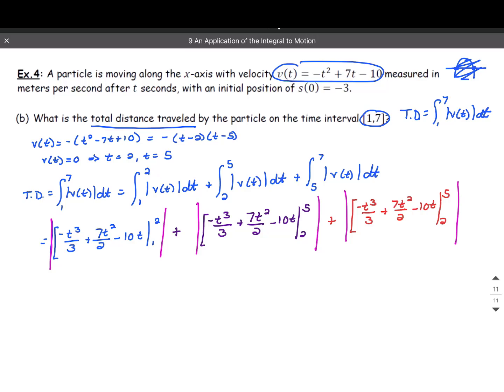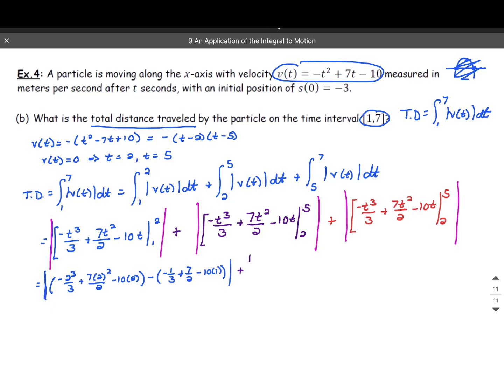I will be honest, the arithmetic is absolutely ridiculous, okay? So I'm going to let you go to your calculators right now. Plug those numbers in. Remember, you're going to substitute in the 2 first. So you're going to have the absolute value of negative 2 cubed over 3 plus 7 times 2 squared over 2 minus 10 times 2. Close it, minus, open, plug in the 1. Negative 1/3 plus 7 over 2 minus 10 times 1. Close it, absolute value closed.